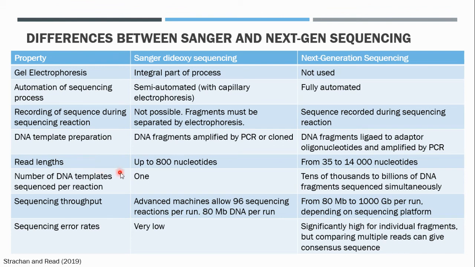During Sanger sequencing, we can have a maximum read length of 800 nucleotides. However, during next-gen sequencing, you can look at between 35 and 14,000 nucleotides in one read. In Sanger sequencing, just one DNA template is looked at or sequenced at a time. However, in next generation sequencing, we have tens of thousands to billions of DNA fragments that are all sequenced simultaneously.